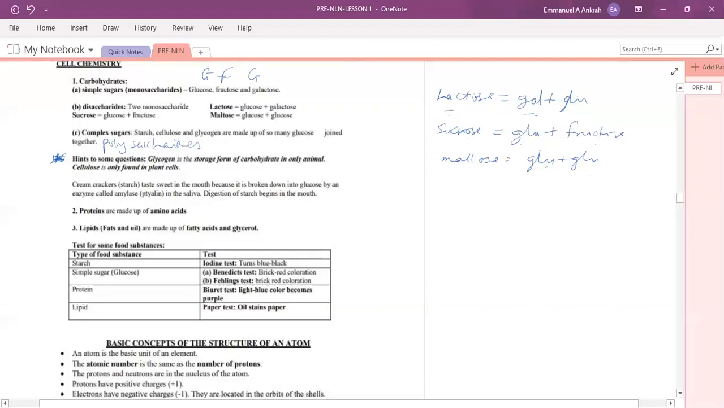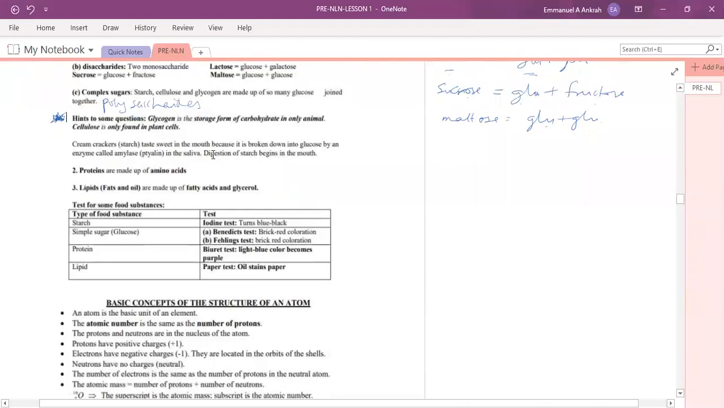what happened? So I have here, the cream cracker, that's starch. It tastes sweet in the mouth because it is broken down into glucose by an enzyme called amylase. There's amylase in the mouth. When we talk about digestion, we'll refer to that again. That breaks down the starch to glucose molecules, because remember, I said starch is made up of glucose joined together. It's a complex sugar.